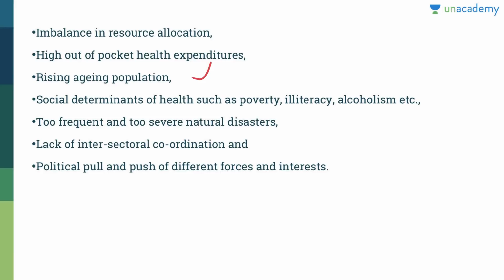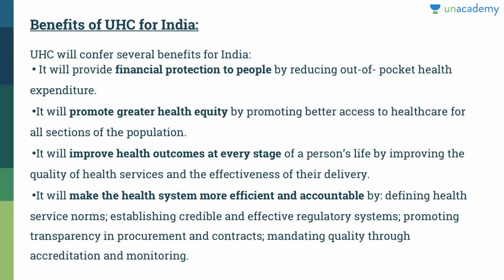Now, social determinants of health: poverty, illiteracy, alcoholism. This is a very big challenge. If you have an alcoholic in the family, it's very difficult to come out of the poverty trap. Then too frequent, too severe natural disasters. Obviously, ask people living in Odisha, ask people living in various parts where there are earthquakes, tsunamis, and whatnot, cyclones. Then lack of intersectoral coordination, that is also there. Like between two departments of the government, there is very minimal coordination. Political pull and push of different forces and interests. All these points are there. Anybody who lives in India knows about it.